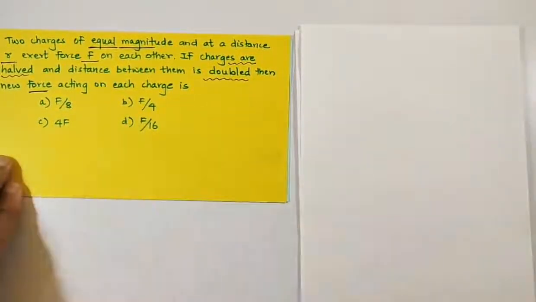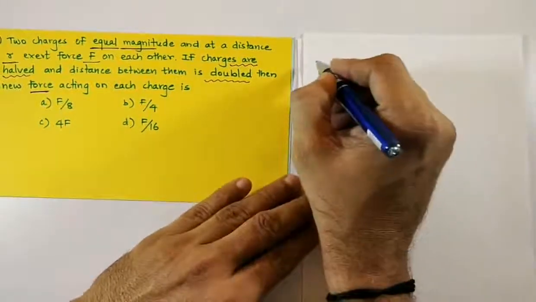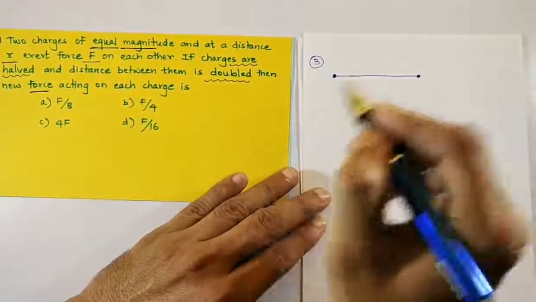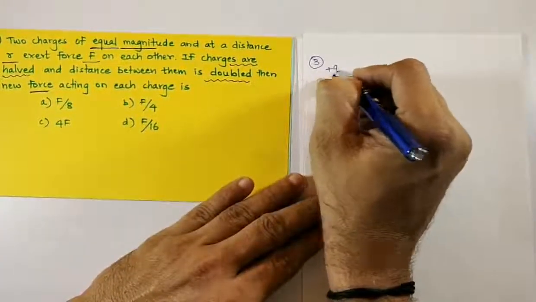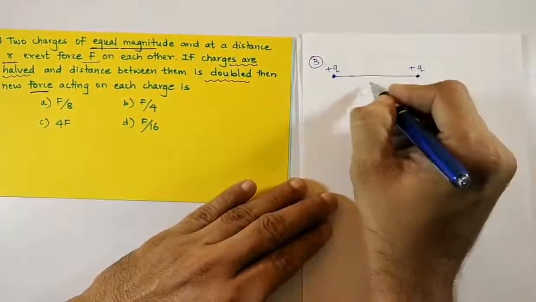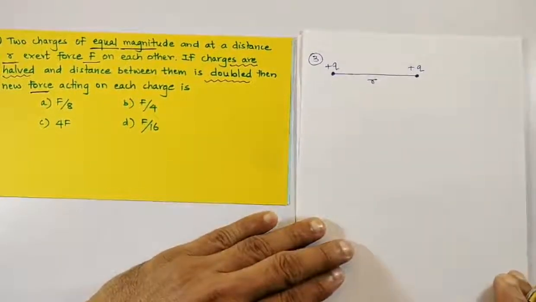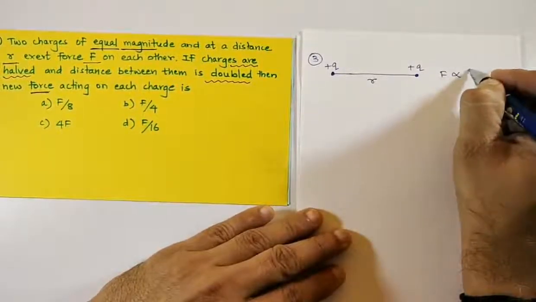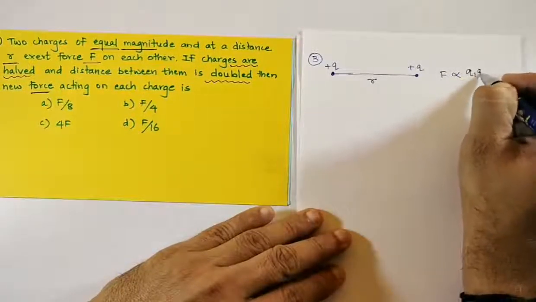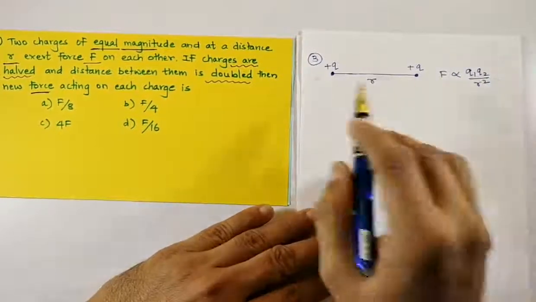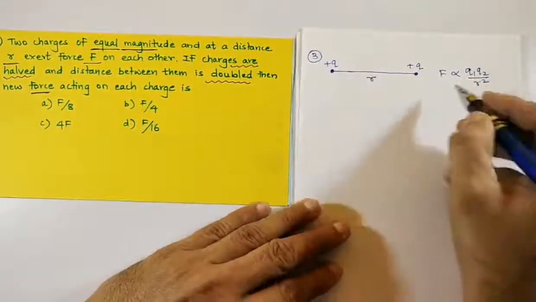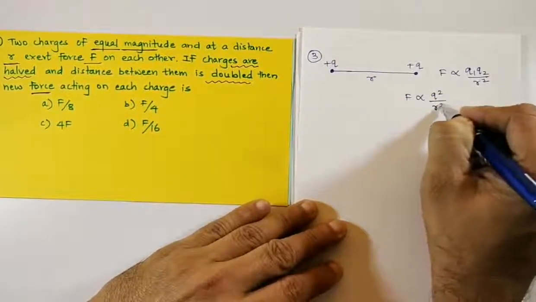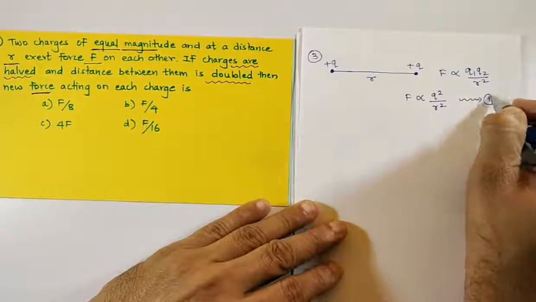So the options he has given. Again I will take two charges, both of equal magnitude, so I will take it as plus q, and the distance between them is r. So here F is proportional to Q1 into Q2 divided by r square. As both charges are the same, F is proportional to Q square by r square. This I will take as equation 1.